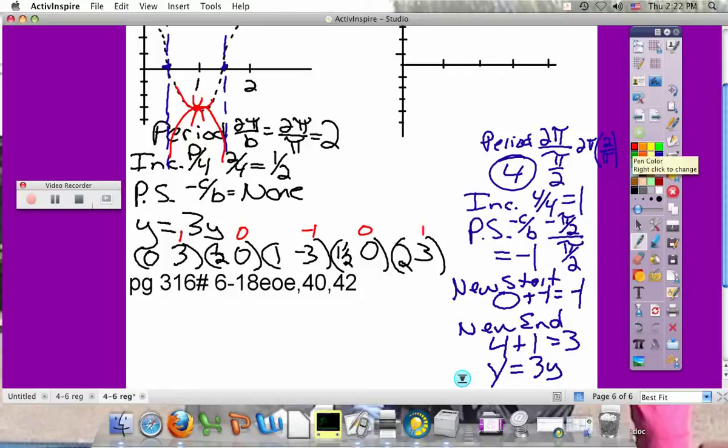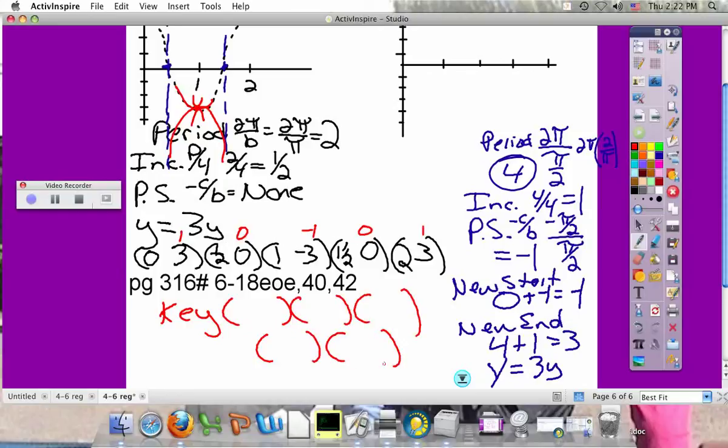So let's list out those key points. 1, 2, 3, 4, 5 key points. We start with a new start, which is negative 1, and our new ending, which we count to be 3. Our increments are still 1, so we're going to go up by 1, so negative 1 plus 1 would be 0, 1, 2, and of course we end at 3.